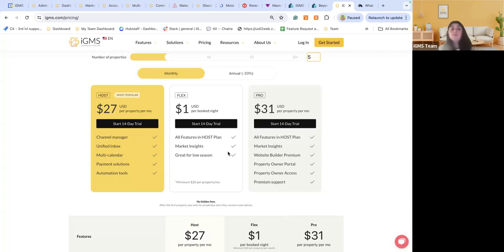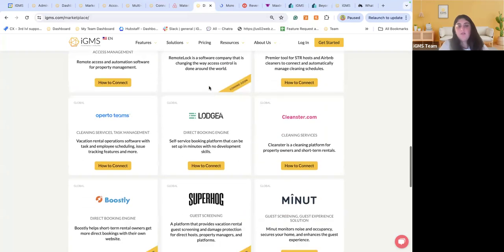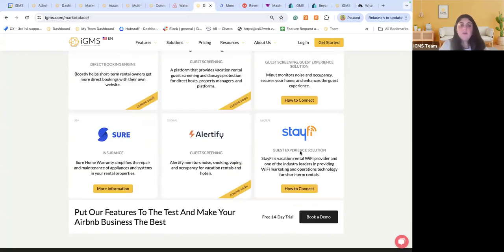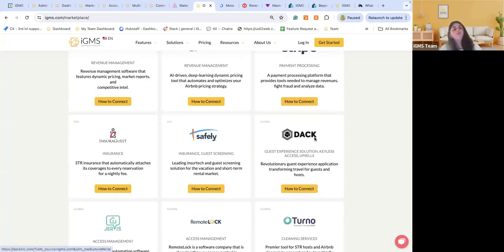For the marketing tools, currently we don't have anything in-house, but we do have some integrations with different marketing tools. Let's say we have Stayfi for Wi-Fi marketing. Yeah, Stayfi. We also have Alertify. We also have DAX. So you can definitely add those in within iGMS.